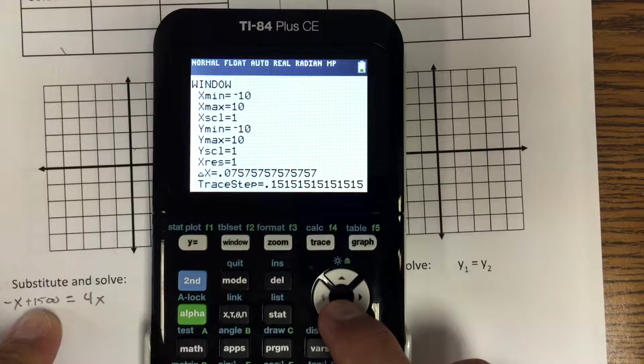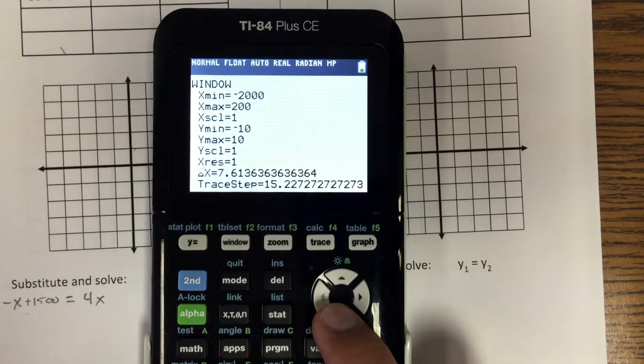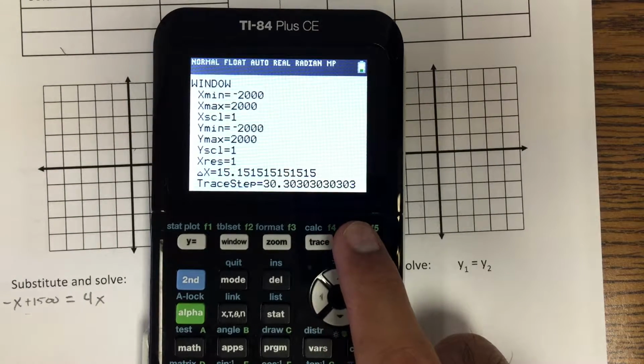So let's see, y max, we need something really big. If we make it 1500, which is really big, it won't be on the screen. It'll be right on top of the edge of the screen. So let's make this negative 2000. I know it's big numbers. 2000. Leave the scale at 1, negative 2000, and 2000. And let's graph this again and see what happens.